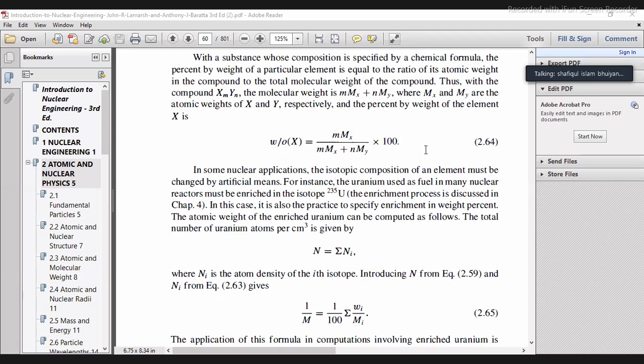So just remember this, that in the case of a compound X_m Y_n, this is the way we get it. In some nuclear applications, the isotopic composition of the element must be changed by artificial means. Like in a reactor, we have enriched U-235. We shall have to enrich it for a power reactor, around 3 to 5%, the enrichment that we usually use in the nuclear reactor.